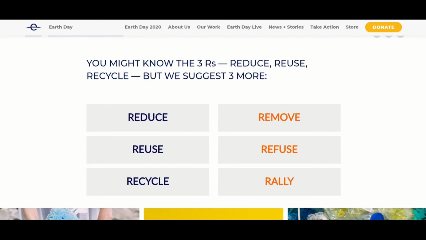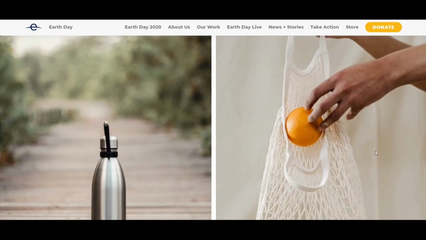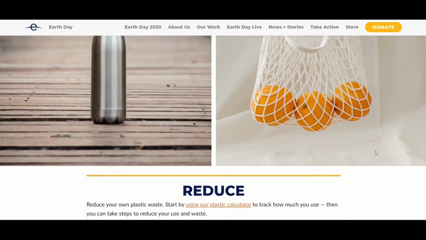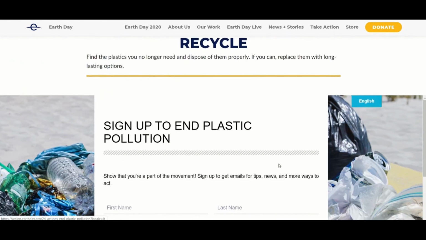And by that, we mean, of course, just removing plastic altogether. We don't need it in a lot of cases, and there are great alternatives for it. So why don't we just remove them? And then on your end, you can refuse to use those products that use plastic. And finally, rally together to stand up for this. There are some great pictures and, again, just more information about these different R's.